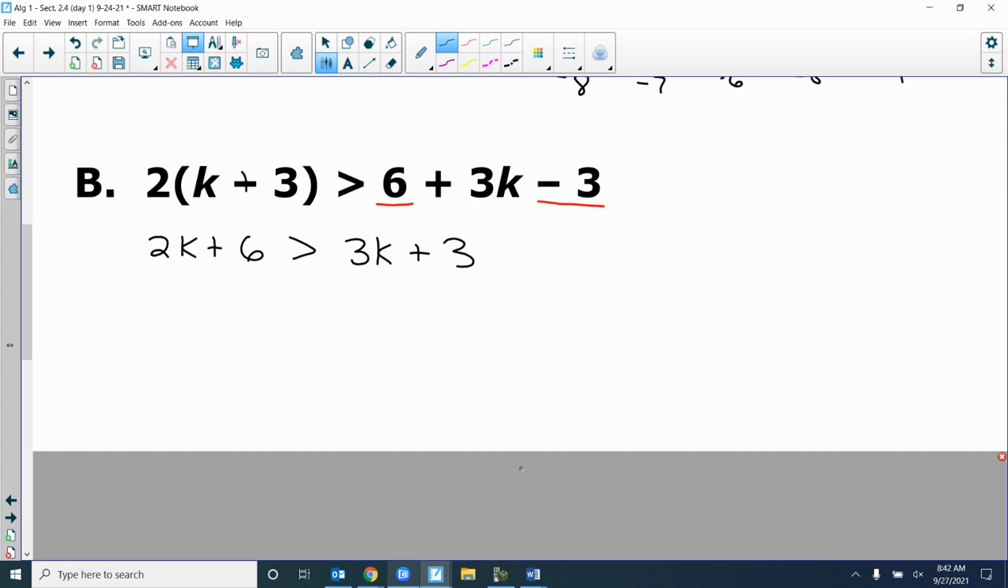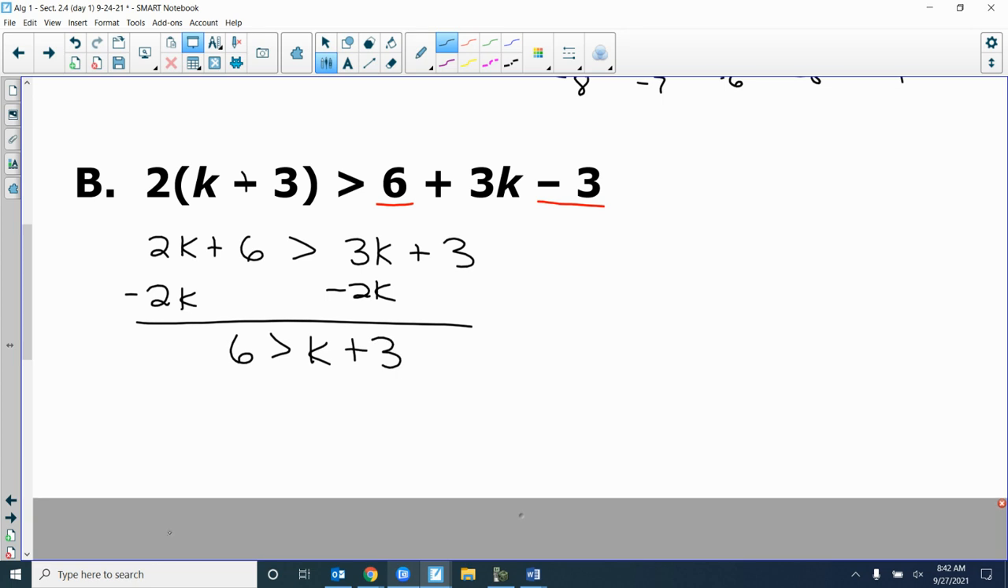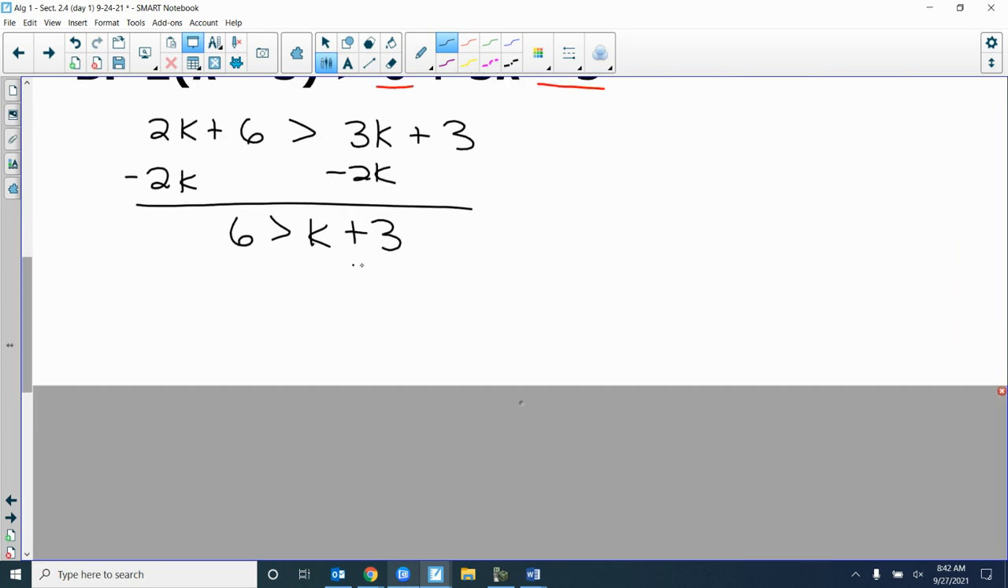Taryn, what do you think we can do from here? Subtract 2K from 3K. That's the little guy. Subtract 2K. Good. And then I get 6 is greater than K plus 3. And I'm going to subtract 3. And I get 3 is greater than K.